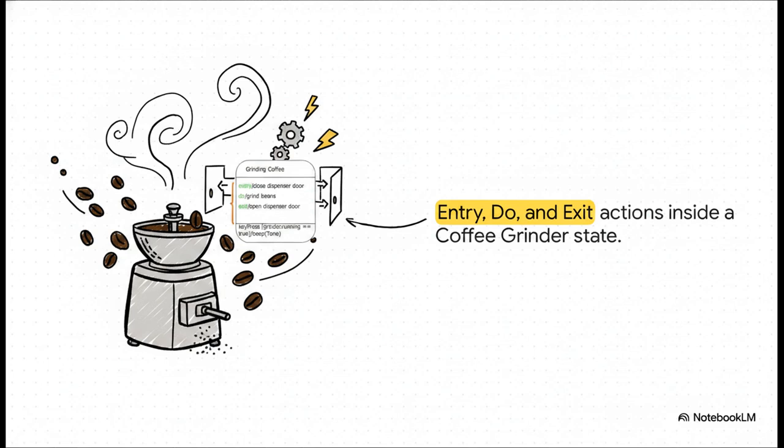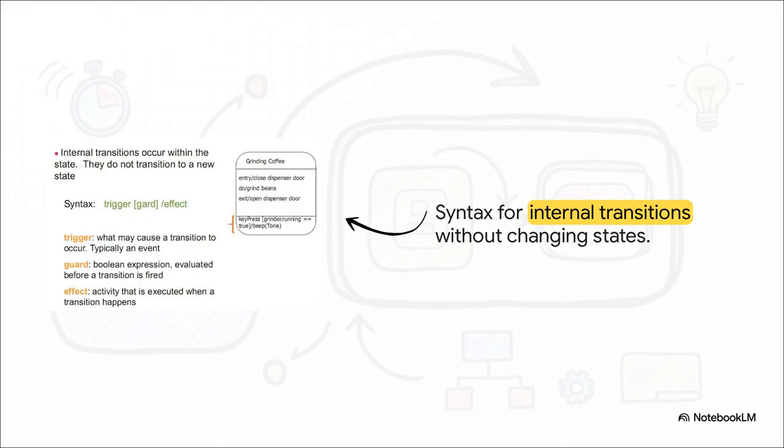It's incredibly logical. But what if something happens while you're in a state and you don't actually want to leave it? Well, that's called an internal transition. For example, if a user hits a key and a quick true or false check confirms the grinder is currently running, the machine might just emit a beep. You evaluated an event and triggered an action, but the machine is still actively grinding coffee. You never left the state.